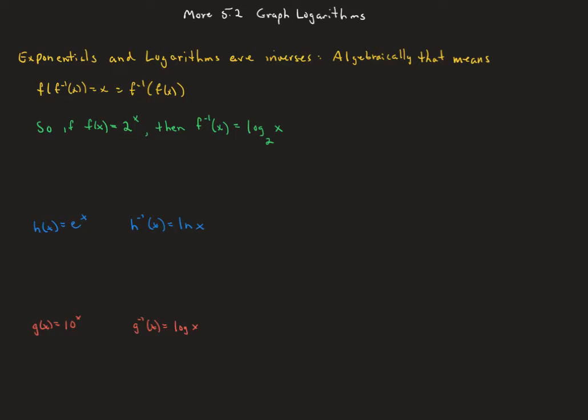Let's see, that would mean that if f of x is 2 to the x, then its inverse is going to be logarithm base 2 of x. If we knew that, say, f of 4 is 2 to the 4th, which is 16, then f inverse of 16, the logarithm base 2 of 16, would have to be 4, because f and f inverse would have to undo each other.